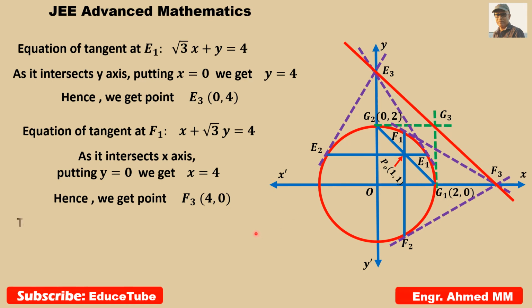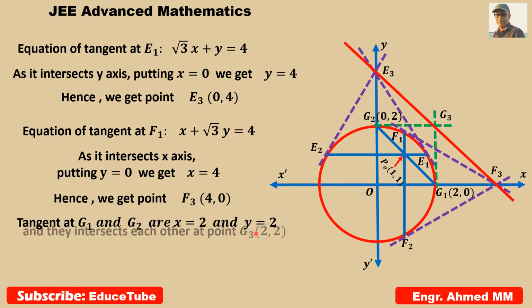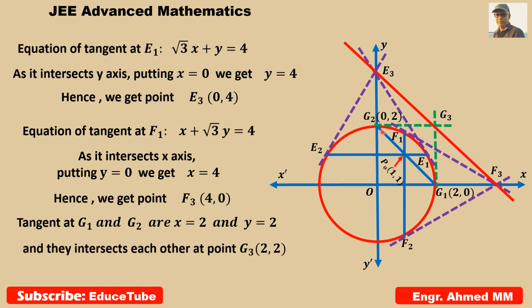Now, tangents at G1, G2, already we know this G1 and G2, it is at a distance of 2, so x equal to 2, another one will be y equal to 2. Now, the intersecting point of these two lines must be 2 and 2 because we know it is at distance 2, here also distance 2, so it is 2 and 2, these points. So we got 3 points. Let's bring these 3 points in the next slide.